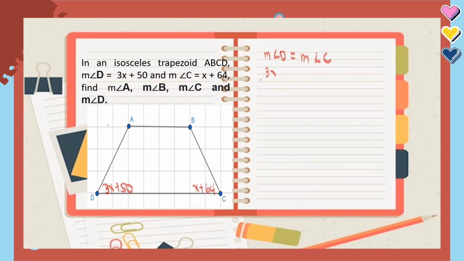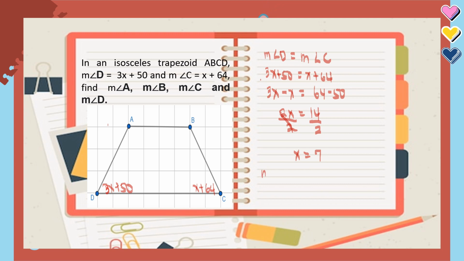The measure of angle D is 3x plus 50 and the measure of angle C is x plus 64. So by the addition property of equality, combining similar terms, 3x minus x equals 64 minus 50. So 3x minus x is 2x, and 64 minus 50 is 14. Dividing both sides by 2, we get x is equal to 7.